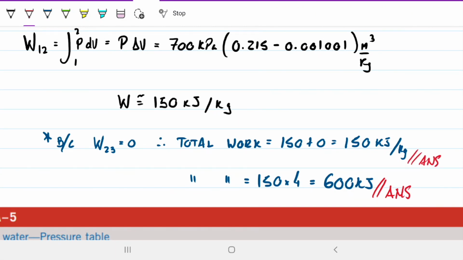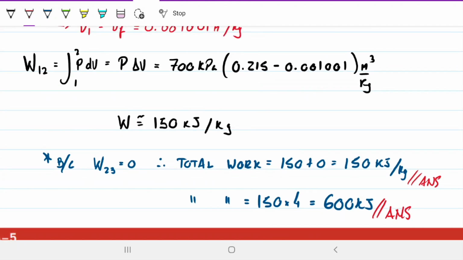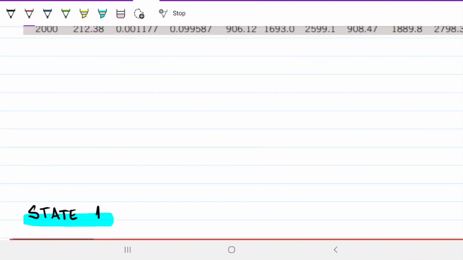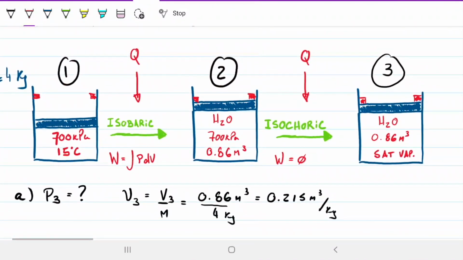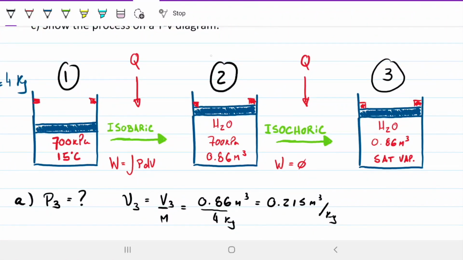Now we got work. Now we need to find the heat, right? To find the heat, we're going to have to apply the first law of thermodynamics. Let's go back to our drawing. Okay, because we know that the change in internal energy has to be equal to heat and work, right? If we found the work already, and we find the change in internal energy, then we can find the heat for each of the cases. So my game plan is I need to find internal energy 1, internal energy of 2, internal energy of 3. Then I can do U2 minus U1, which gives me delta U for the first process, and U3 minus U2 for the second process.